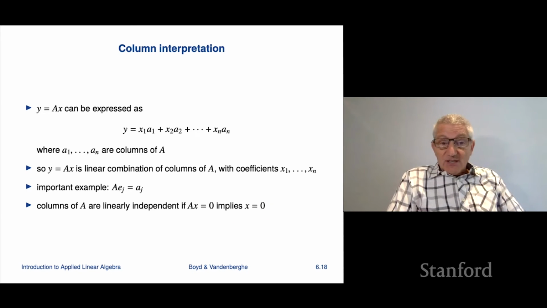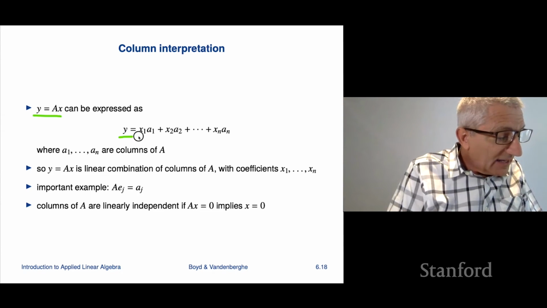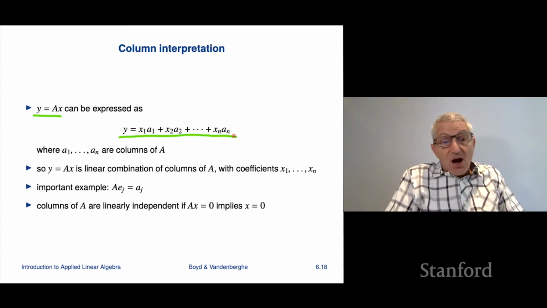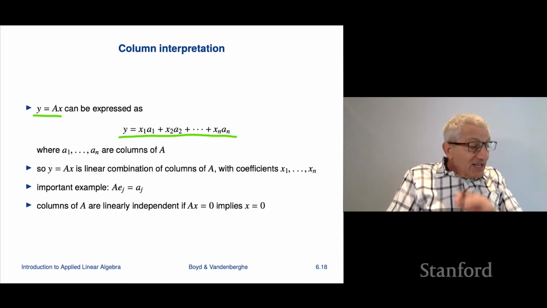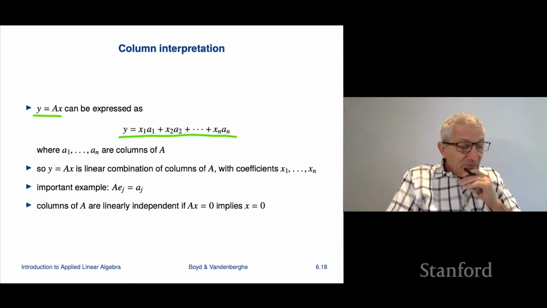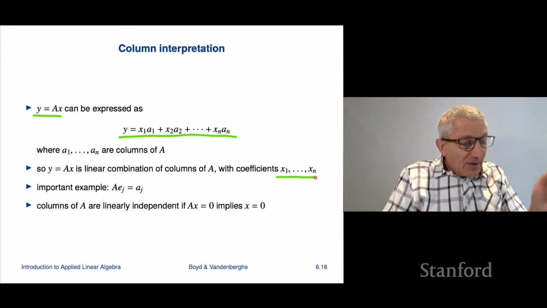The column interpretation is also super interesting and uses a concept we've already seen. If I write y = Ax, I can think of it as y is a linear combination of the columns of A. So if a1 through an are the columns of A, then y is literally x1 a1 plus x2 a2 plus xn an. So you can think of matrix-vector multiplication as super compact notation for forming linear combinations of the columns of A using the coefficients given by x.